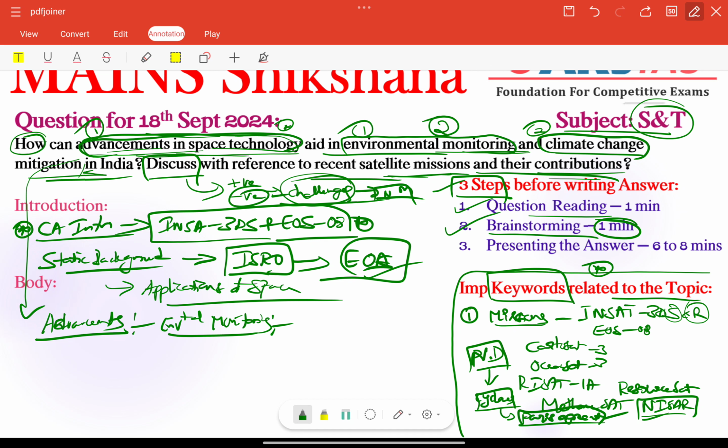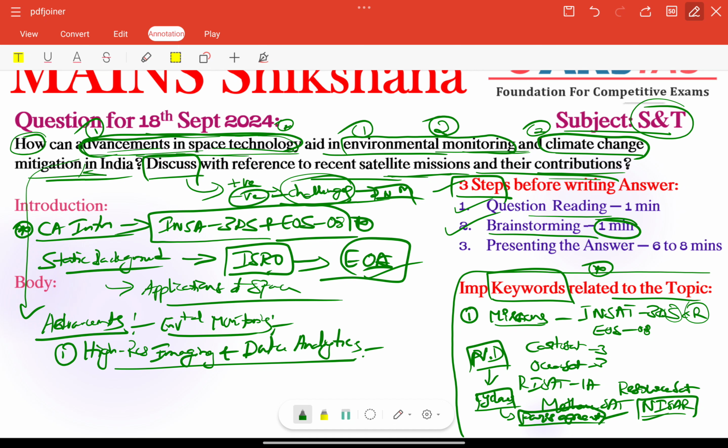Keyword, very important. Here, high resolution imaging and data analytics are very important. High resolution, right? High resolution imaging, and also we have data analytics. Here we need to focus on providing some examples. For example, we have Cartosat, right? Cartosat 3 in India achieved higher precision in monitoring land use, water bodies, and forest cover also.